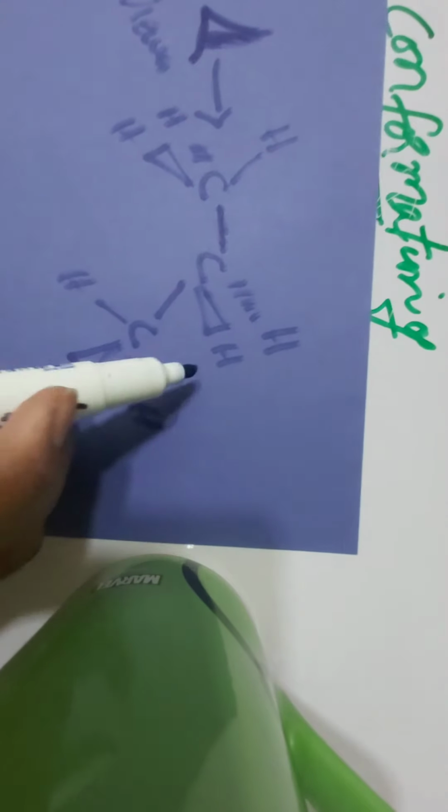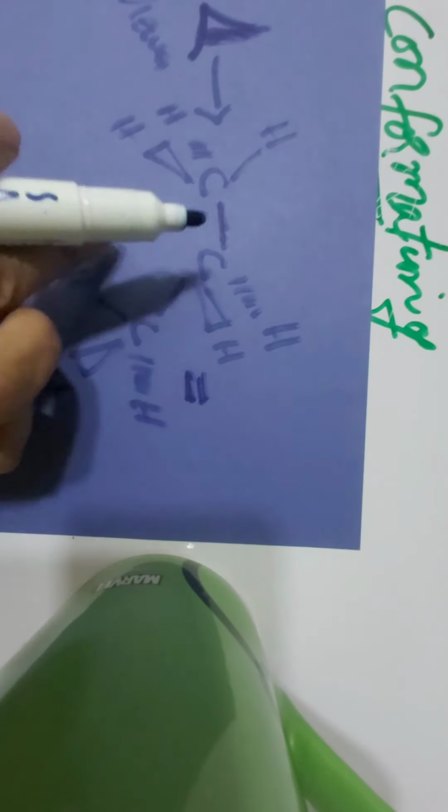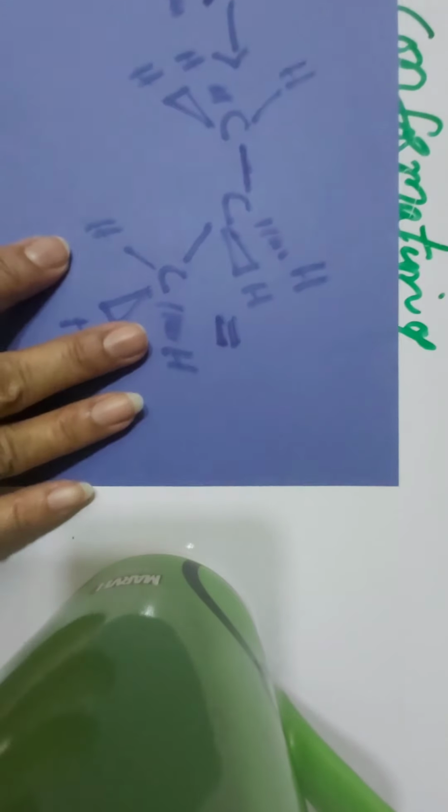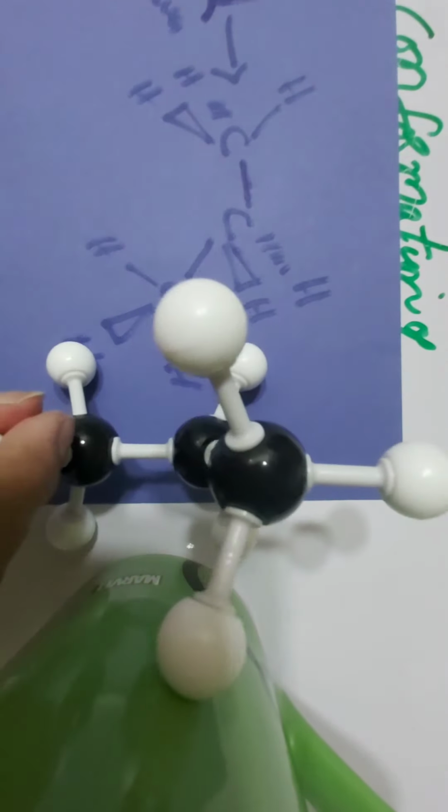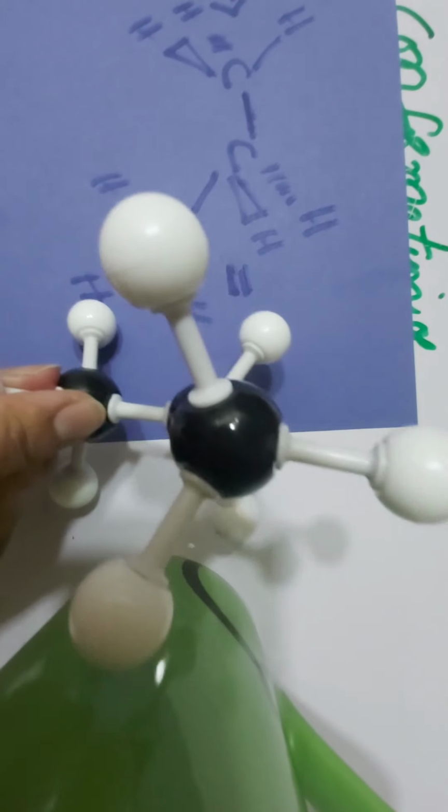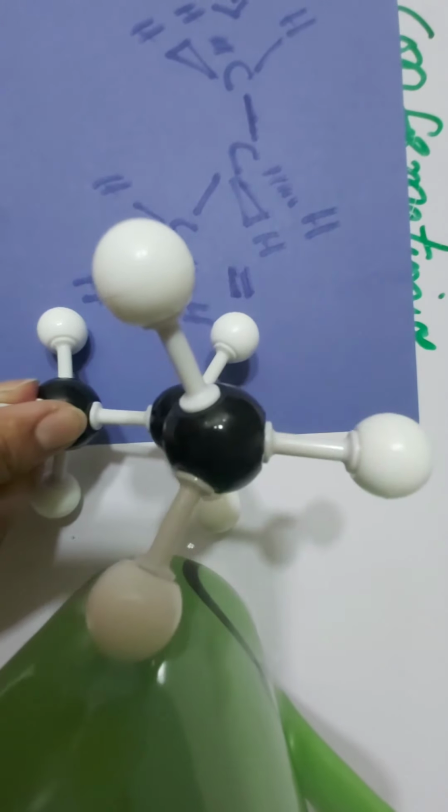So I think I got it. This is how it would be when a viewer is looking through this structure. He's going to observe it like this, right? And this structure would be equal to the Newman projection, that is this one. Finally, he's going to see this structure that is called a Newman projection, right?